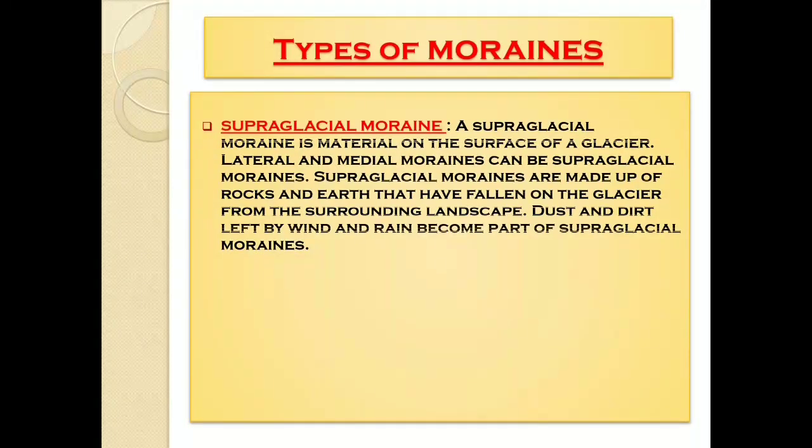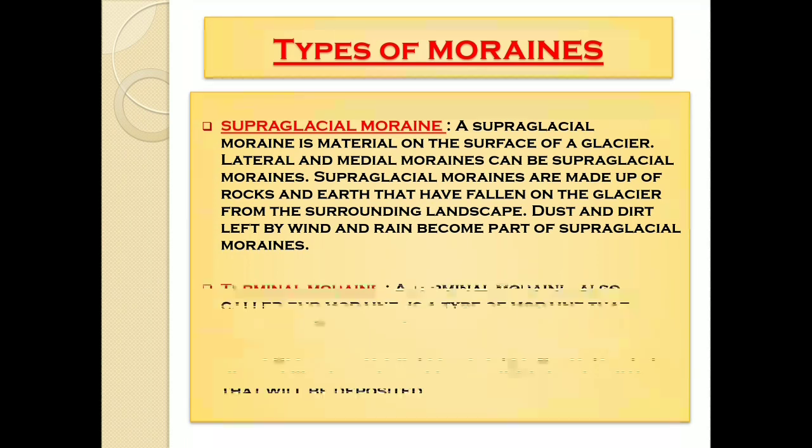Again, these are the types of moraines. Further, supraglacial moraine. A supraglacial moraine is material on the surface of a glacier. Lateral and medial moraine can be supraglacial moraines. Supraglacial moraines are made up of rocks and earth that have fallen on the glacier from the surrounding landscape. Dust and dirt left by wind and rain become part of supraglacial moraines.